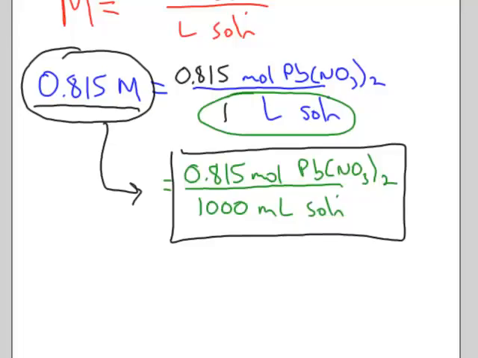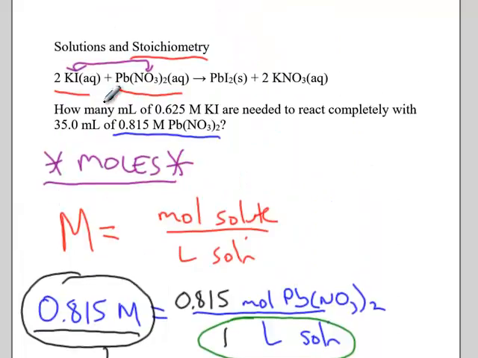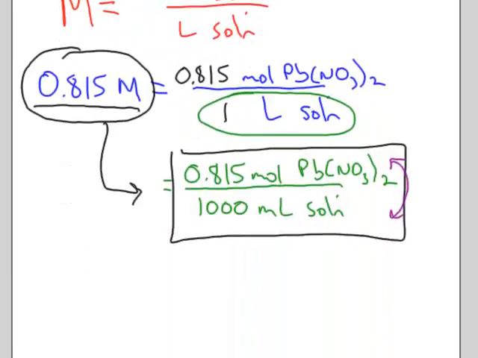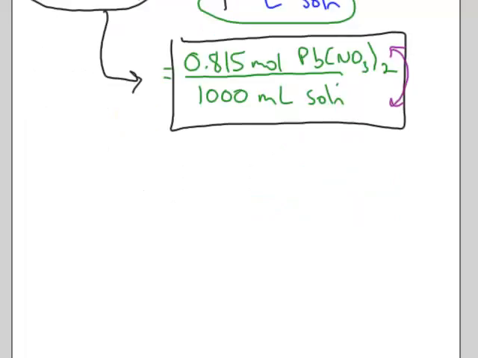So now that we can write capital M molarity as a conversion factor, we're going to use this to answer the question. How many milliliters of 0.625 molar potassium iodide to react with 35 milliliters of this lead 2 nitrate? So my unknown, X milliliters of potassium iodide, and my known, remember my known will always have one unit, not two.